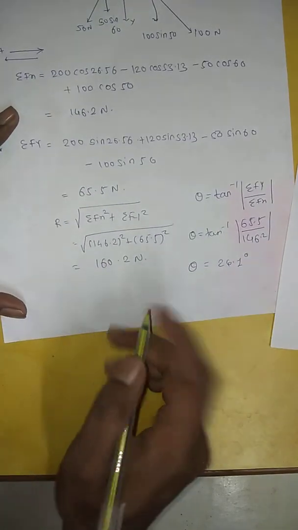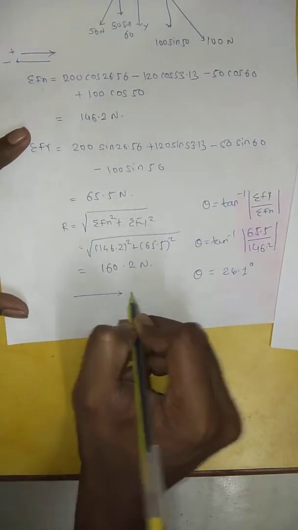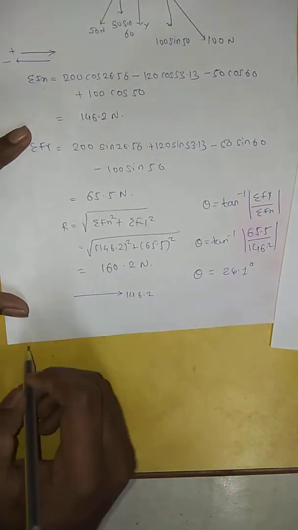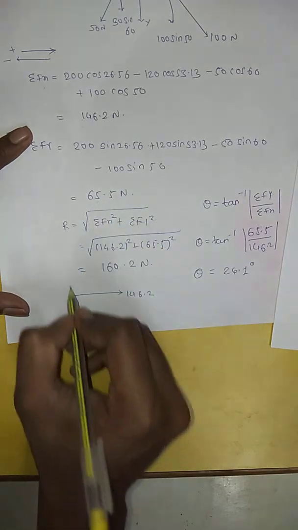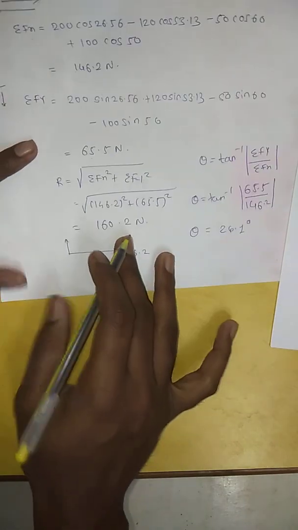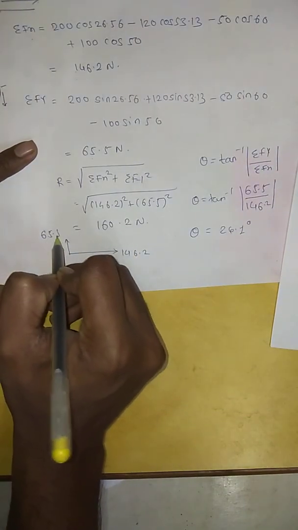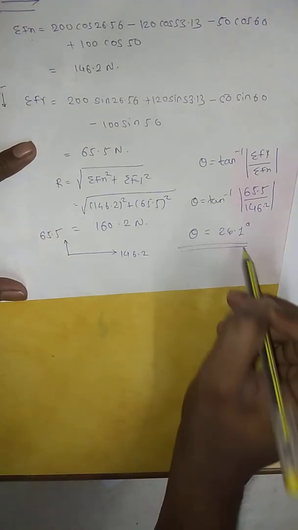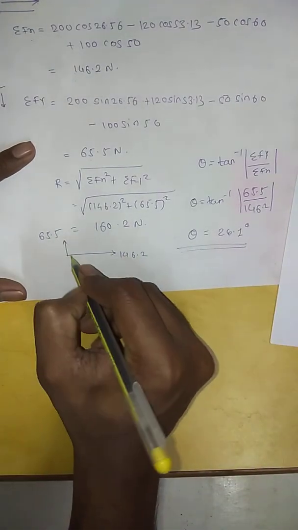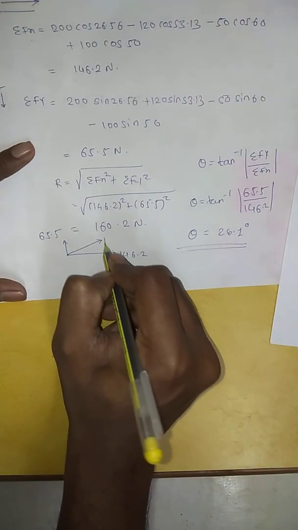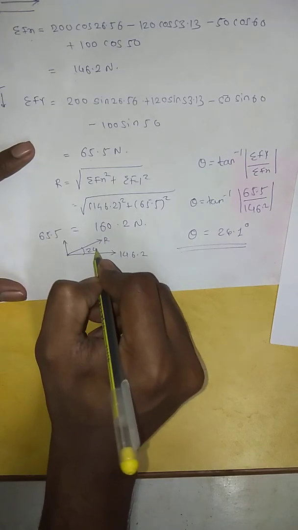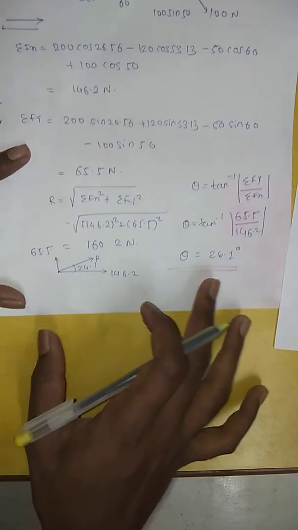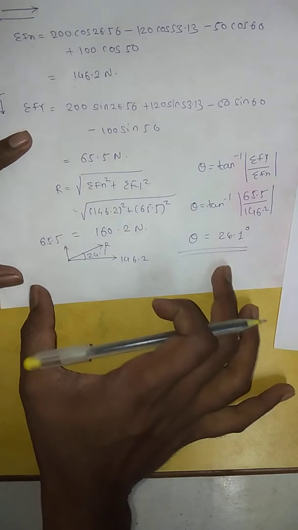So how can we represent it? Our Fx is positive, so this will be 146.2. Our Fy is also positive. So I can showcase like that, 65.5. This theta is with the horizontal. So whatever resultant is there, this is angle 24.1. Okay, so this is the final representation.